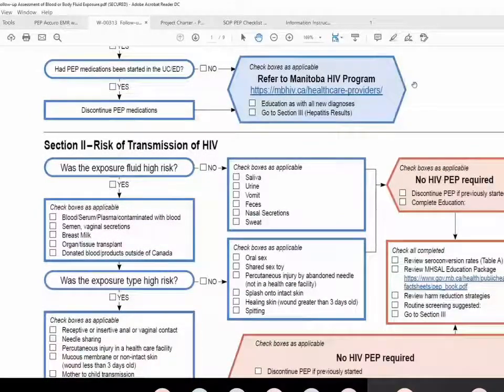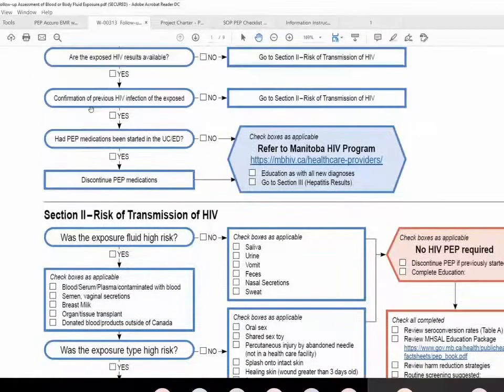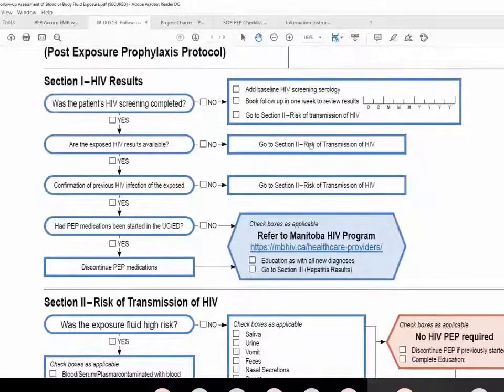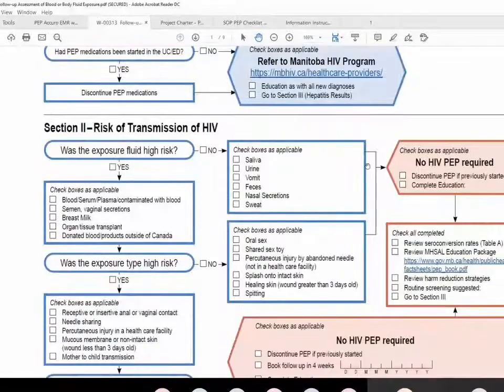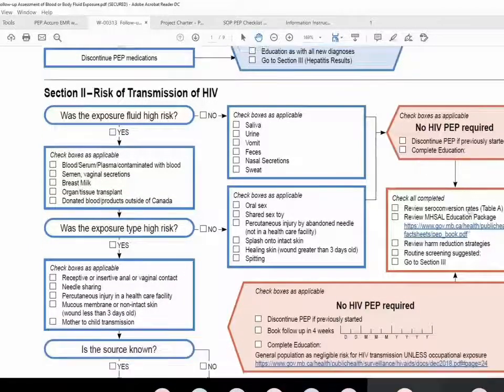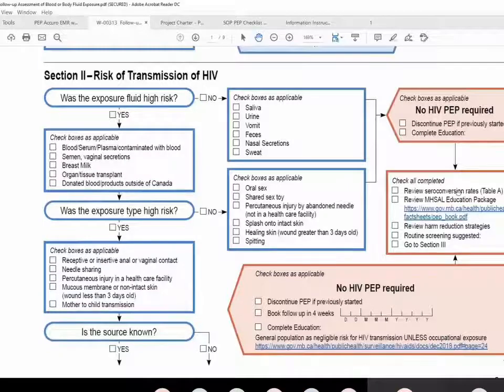Any of the hexagon boxes are endpoints or referrals. All blue hexagon boxes indicate that this is a referral somewhere else. Any of the square boxes are a bit more of your action items and the next steps. All red shaded hexagon boxes indicate that there is no HIV PEP required, but again, there are additional steps that we will need to take, and those are outlined in each of the boxes.